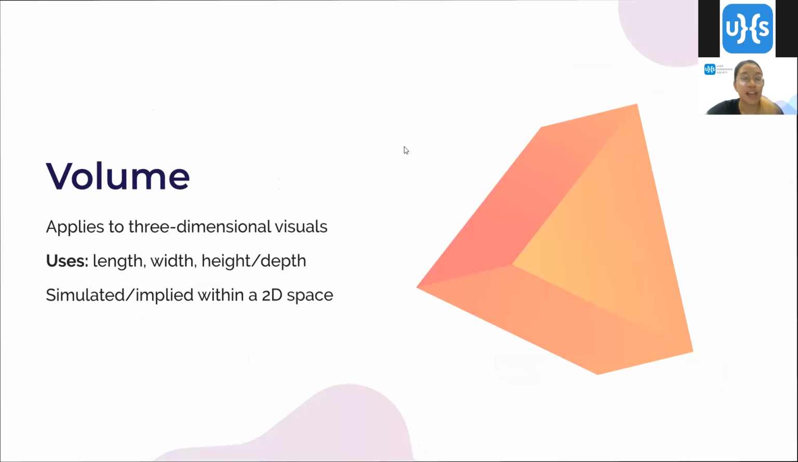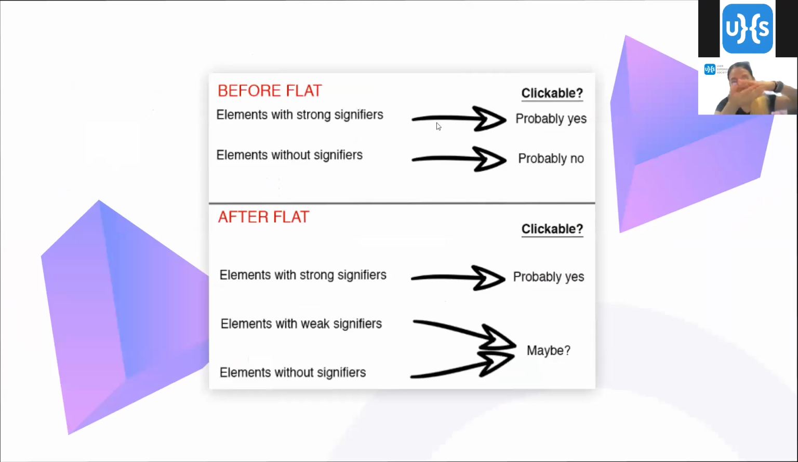So we have line, shape, space, value, color, and we have volume. This is mostly for portraying 3D visuals, which are implied since we work within a 2D space as designers. I'll be mostly focusing on the dimension of depth here. So what do I mean by depth? It's like the 3D part of a visual, like this 3D triangle here.